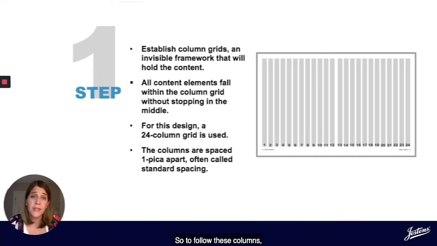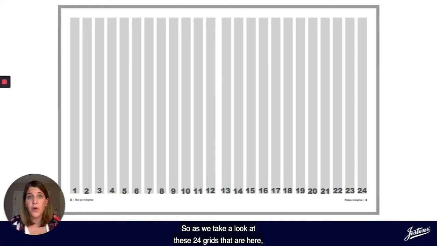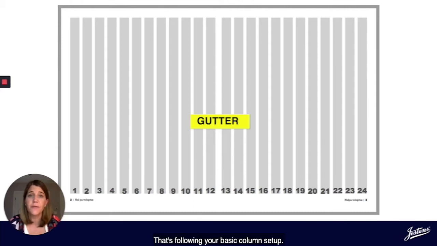So to follow these columns, I'm going to place everything according to the columns themselves. So as we take a look at these 24 grids that are here, everything is going to start on a grid or end on a grid. I'm not going to have anything falling directly in those white spaces in between. Now, that extra wide space in the middle is called the gutter. So that's the middle of the book. So everything's going to start and end on one of these grids. That's following your basic column setup.